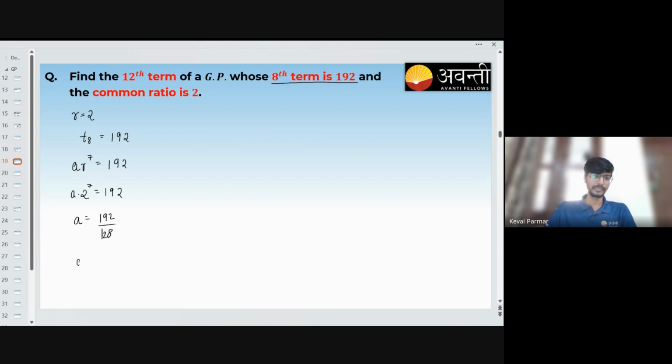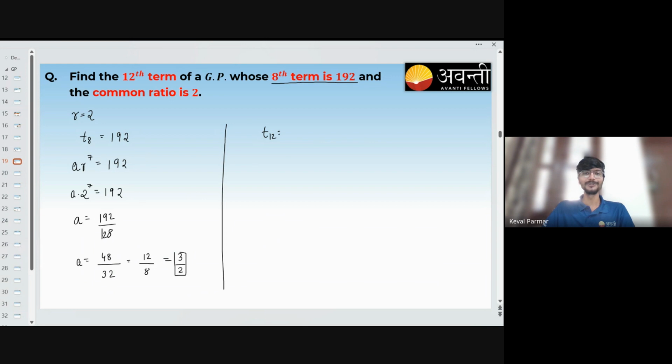Now, can we simplify it? 4 4s are 16, 4 8s are 32. We can cancel out 4. 12 over 8. Now again 4. So 3 by 2. The first term is 3 by 2. R is 2. Now what do we have to find? The 12th term. So simple.